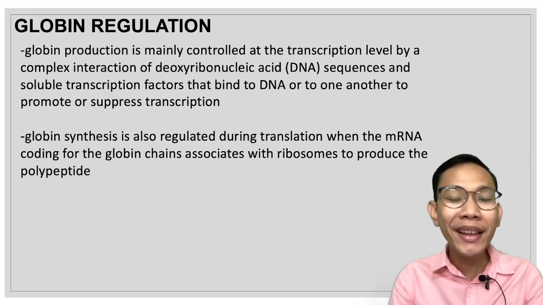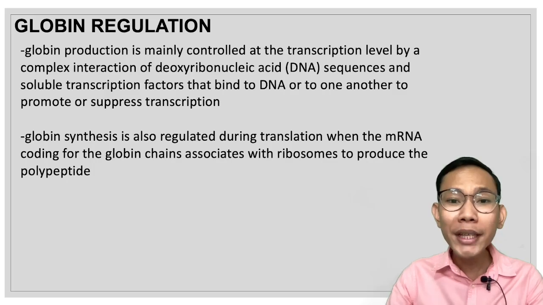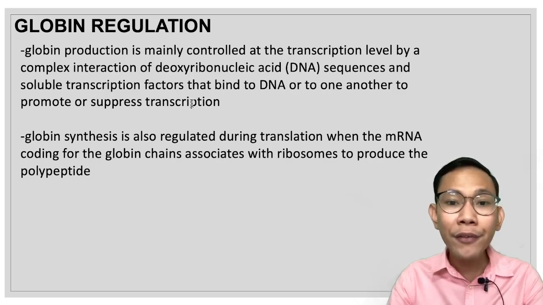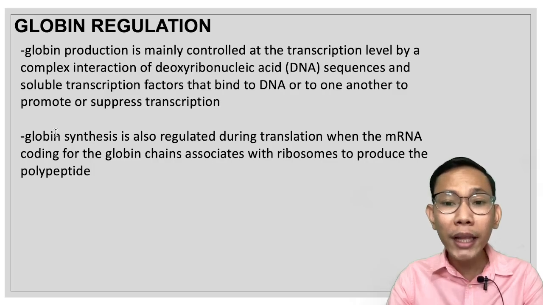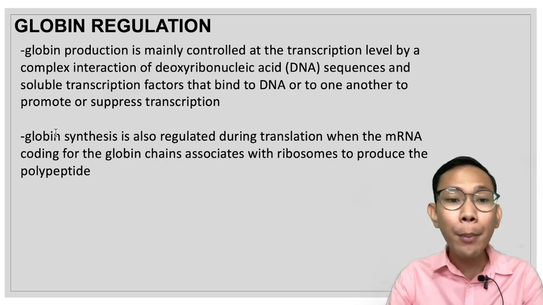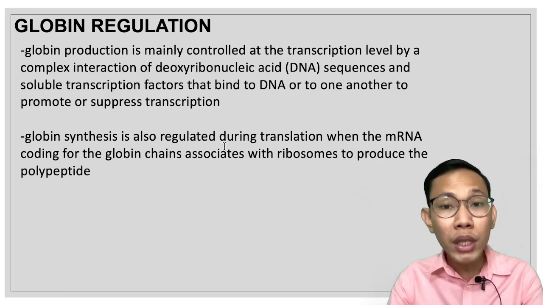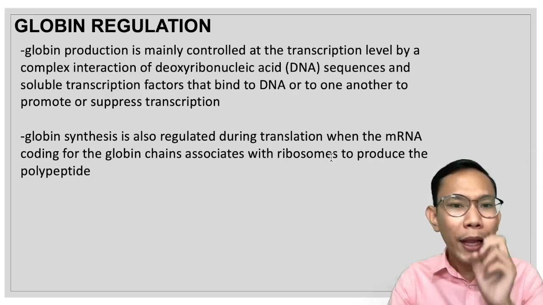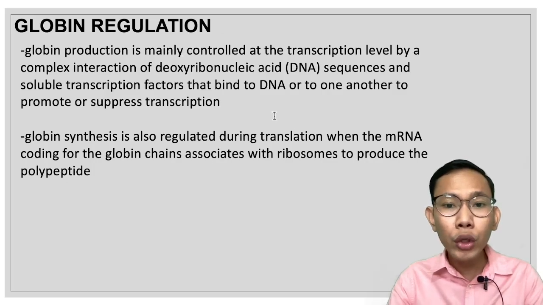How about our globin regulation? Globin production is mainly controlled at the transcription level by a complex interaction of DNA sequences and soluble transcription factors that bind to your DNA to promote or suppress transcription. Globin synthesis is also regulated during translation, when the mRNA coding for the globin chains associates with the ribosome to produce your polypeptides. In short, basic lang. Dalawang way to regulate your globin production: through suppression of transcription, and during translation.